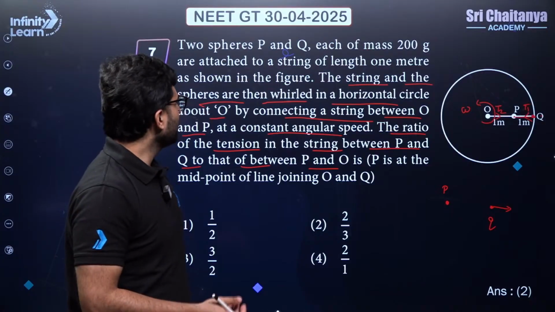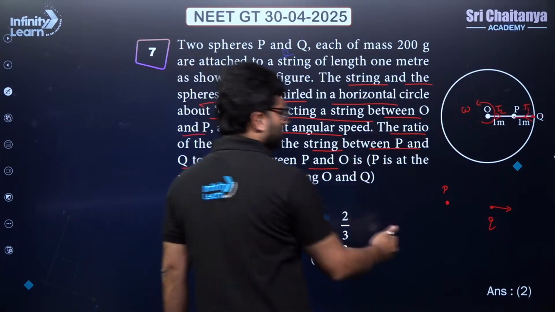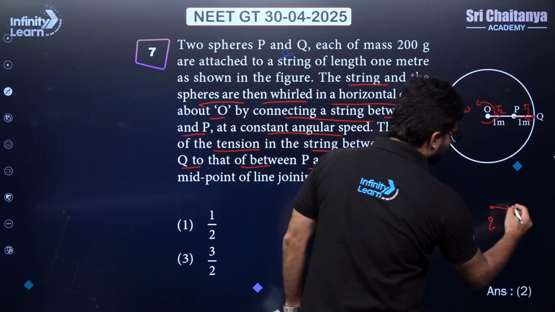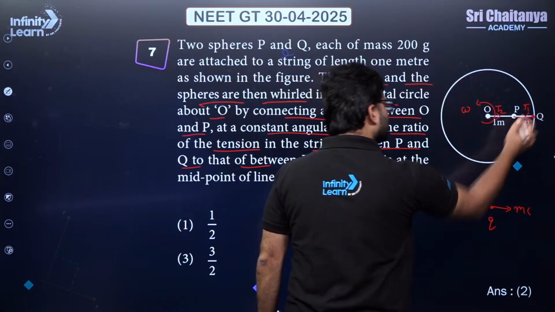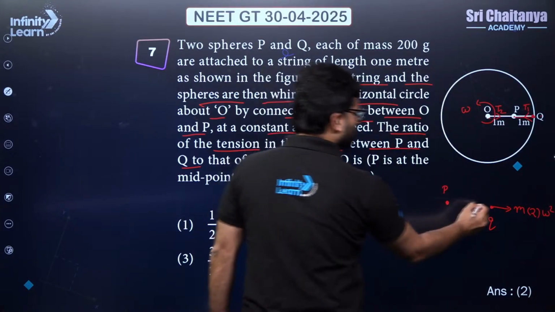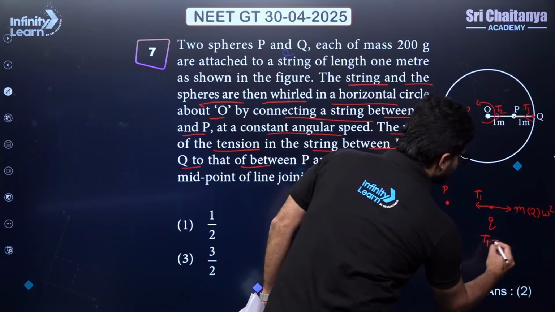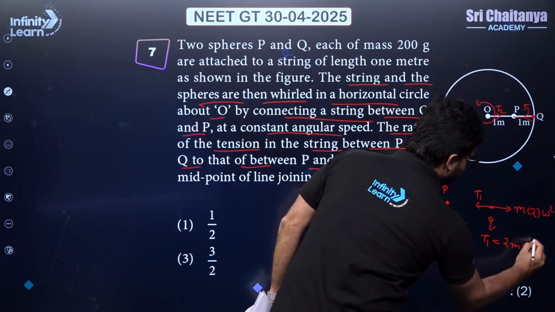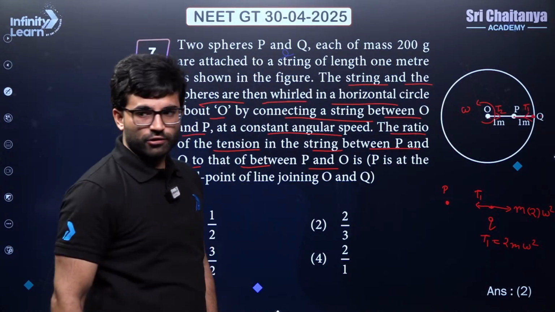And what is m? M is given to you and both of the spheres have same mass. So I'm not taking this 200, I'm just writing m. What is r? R is from the center, which is 2. m r omega square. This is my Q. Let's say the tension here is T1. So basically T1 is balancing 2m omega square. Yes? Similar equation we will write at P also, right?